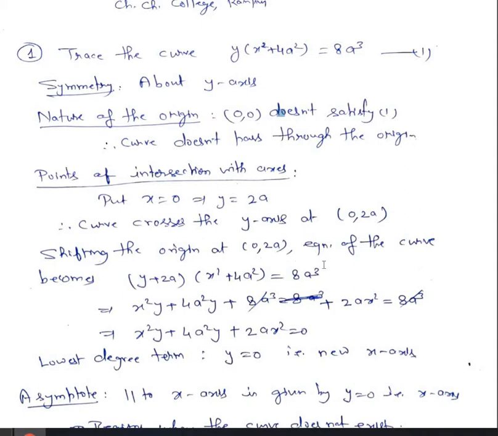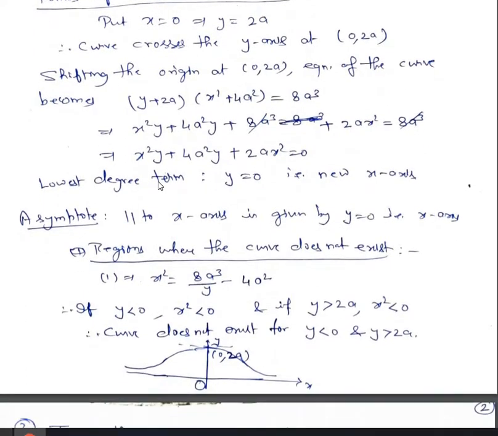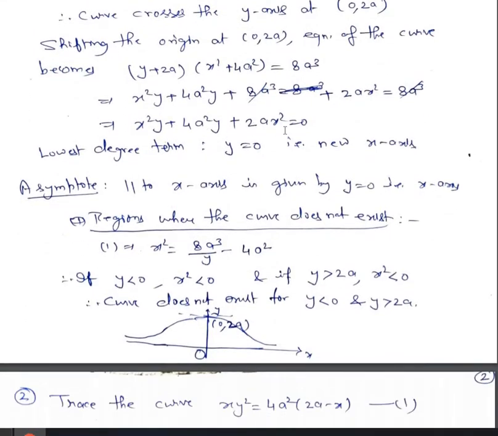Now we shift the origin to (0, 2a), and then the equation of the curve becomes, how do we get this? We replace y by y + 2a and x by x + 0. So we have (y + 2a)(x² + 4a²) = 8a³, and if you simplify it, we get x²y + 4a²y + 2ax² = 0. Now in this equation, the degree of this term is 3, the degree of this term is 1, and the degree of this term is 2. So the lowest degree term is this one, 4a²y, so the lowest degree term gives y = 0. That means the tangent at the point (0, 2a) is y = 0, which is the new x-axis, that means a line parallel to the original x-axis.